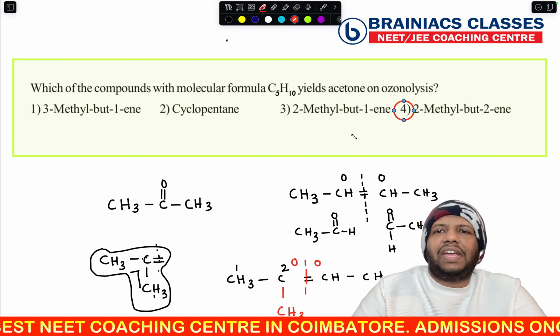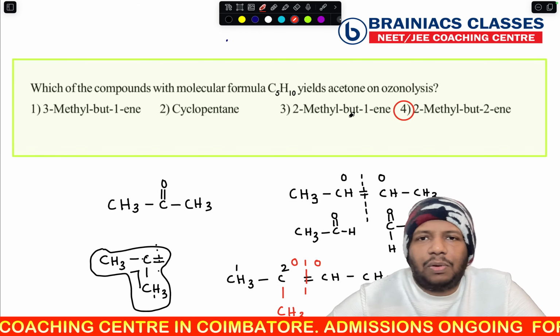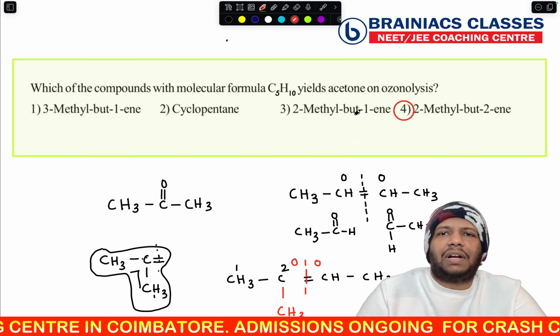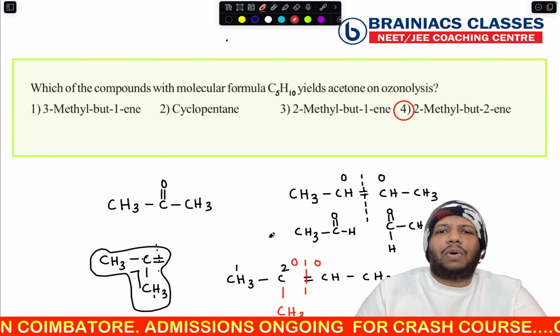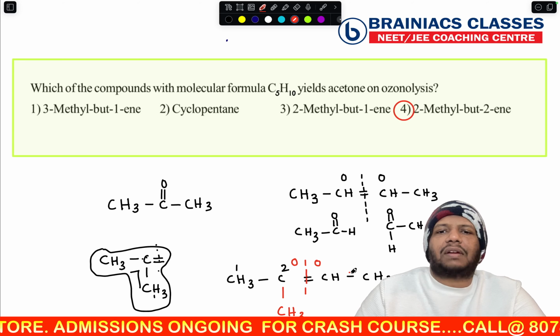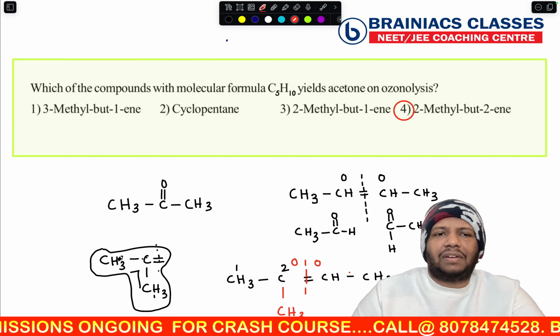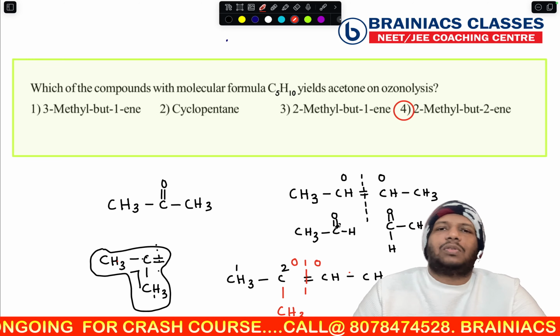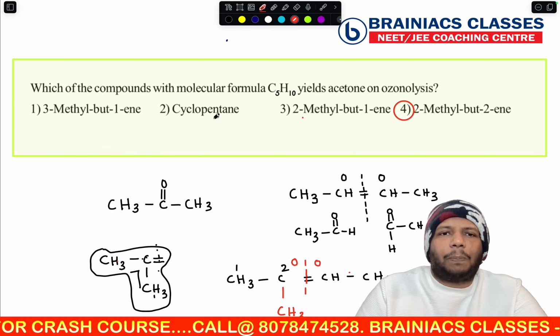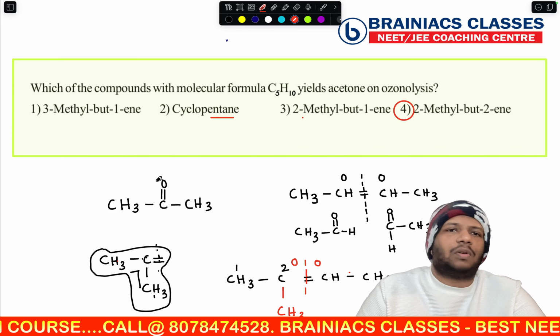Okay, so why have I not chosen the other options? You can see here, this is also 2-methyl, but it is butene. So butene means this double bond will be coming here. But in my acetone, you can see there are only 3 carbon atoms, so that is not possible. Here, cyclopentane is an alkane, so that is also not possible.